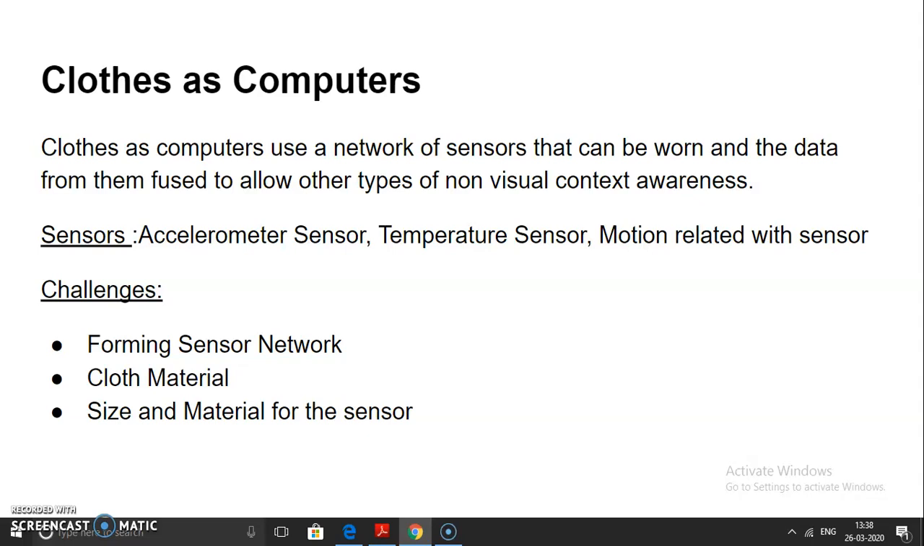While designing clothes as a computer, certain challenges are there. We are going to put some sensors and integrate those sensors to form a network. So how to form a network? Where should we put the sensors? What is the role of each sensor? This is challenging to decide. Next is what kind of clothing material is useful for this kind of environment. This is the second challenge. And last, when we are saying that my cloth will act as a computer, then deciding the size and material of the sensor is one more challenge.